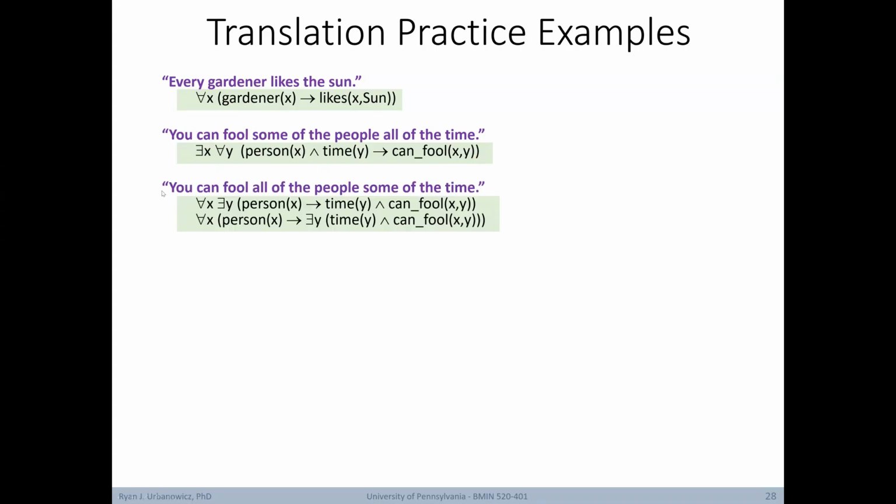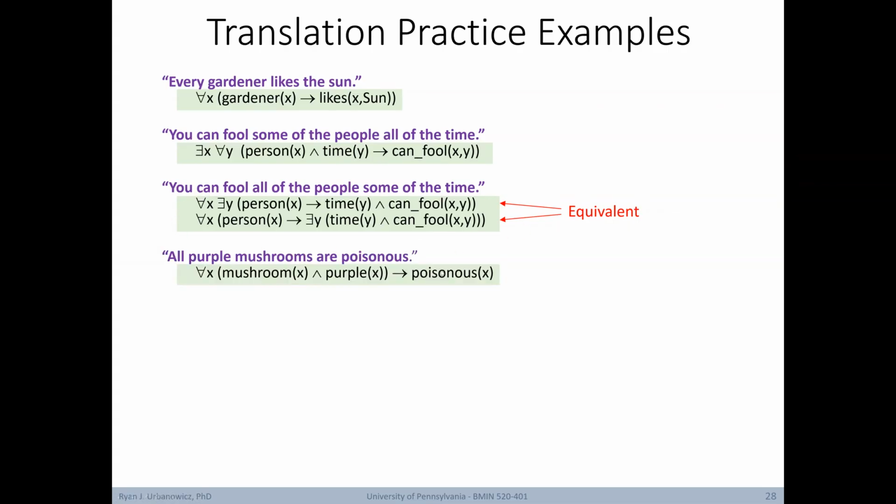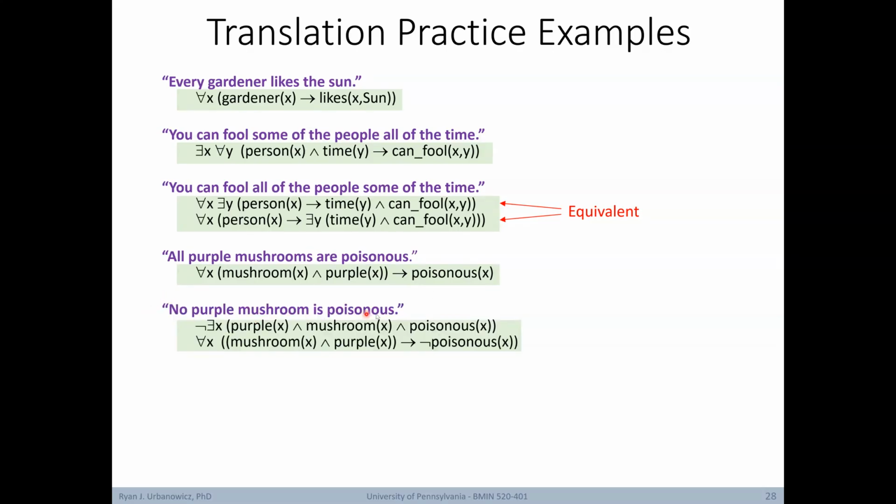Now let's try, you can fool all of the people some of the time. The meaning of this sentence can be captured equivalently using both of these expressions. Here's another example. All purple mushrooms are poisonous. Here we have for all x, if x is a mushroom and it's purple, then x is poisonous. How about no purple mushroom is poisonous? We can also write this one in a couple of ways that are equivalent. Either we can use a negated existential quantifier or the universal quantifier.